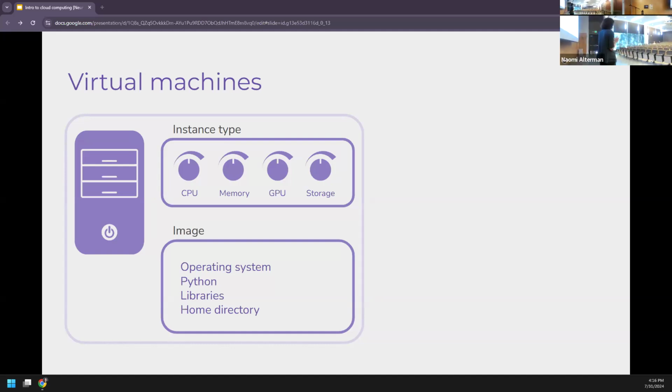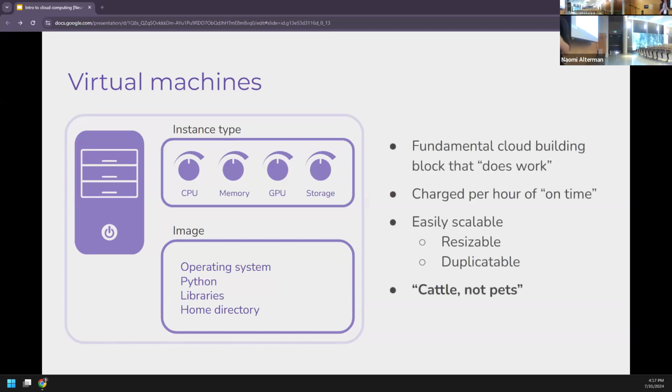So when we think about virtual machines, we're really trying to think about two things at once. We're thinking about the instance type, the instance of the hardware that is somewhere out there in the world, and the image, what comes pre-installed on it. And so I want to emphasize, these are charged per hour of on time.